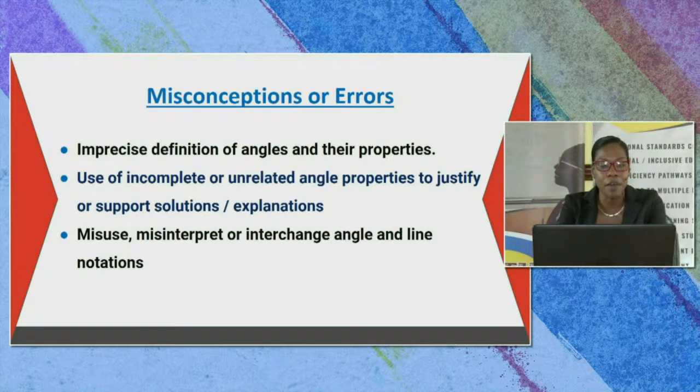Now, here I want to share with you some other misconceptions or errors as they relate to circle theorems. I have them looking at imprecise definitions of angles and properties, and the use of incomplete or unrelated angle properties to justify or support their solution. For example, they are given a problem that involves a triangle, and they simply say that the sum of the angles in a triangle is 180 degrees. But what if the triangle was isosceles? They would have to be very specific to state that. Also, there is the misuse, misinterpretation or interchange of angle and line notations.